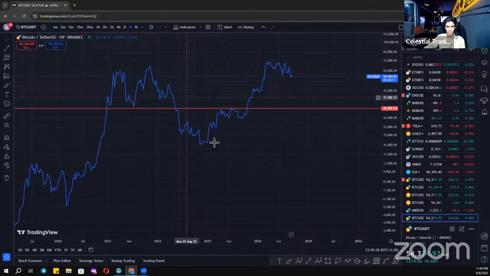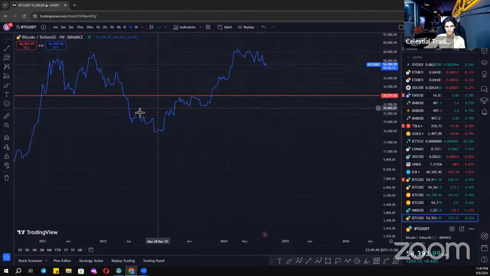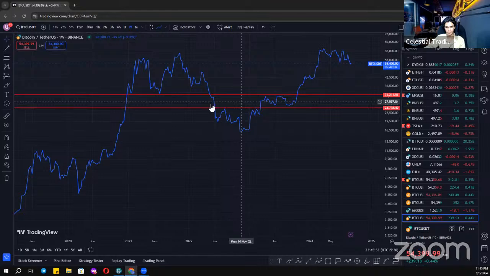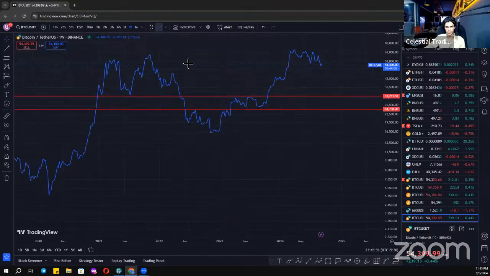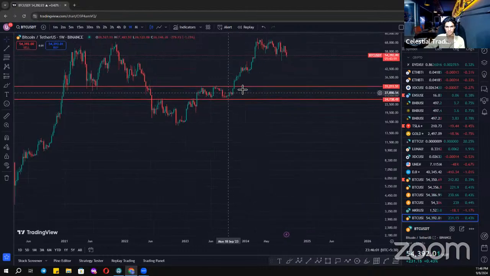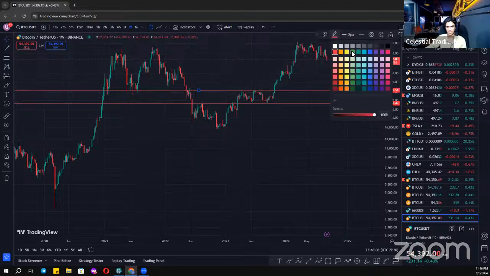A good support. See, the price has touched this area many times, and we have a good support over here in this zone also. Okay, you see the price, you can see the price has touched many times. Okay, let's make it in a green color.